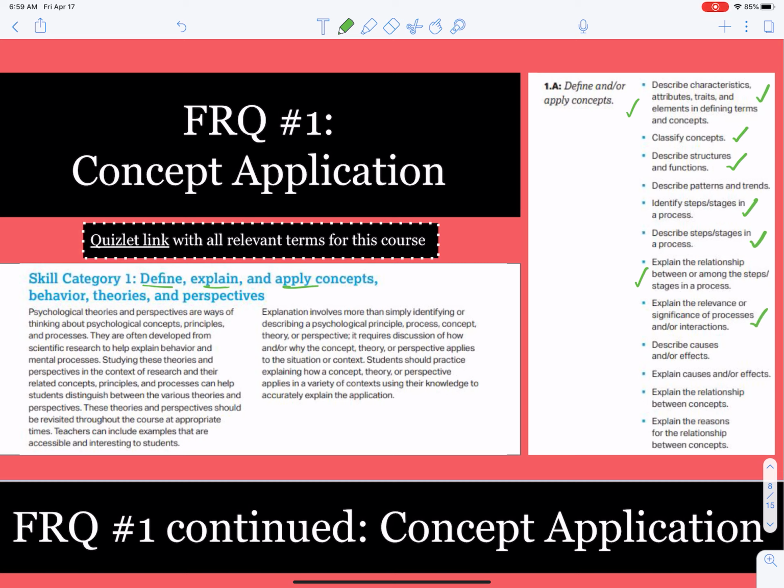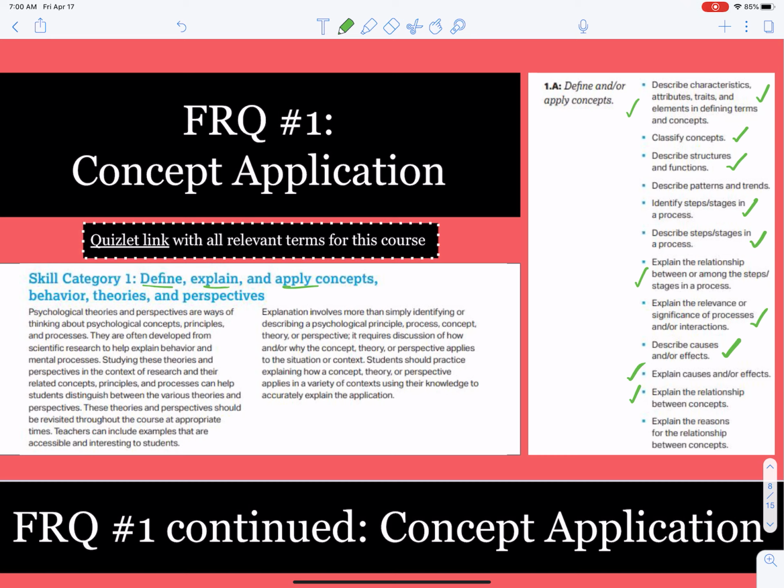Also, we have some cases where it's very clear there's not a lot of steps. It's just a cause and effect relationship between 2 concepts that might be tested on in this exam. That's where we're going to describe the cause and effects. We have to explain them. Sometimes you can explain the relationship between concepts. One thing might lead to another.